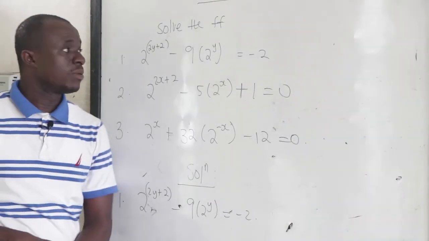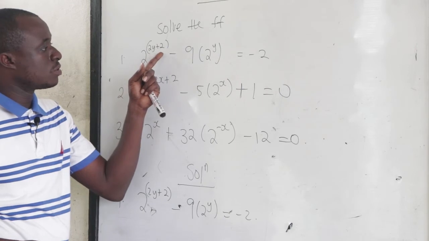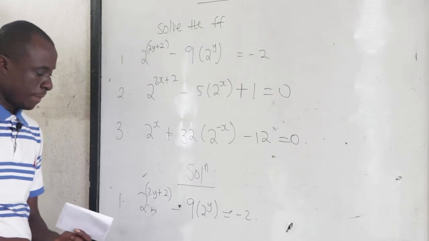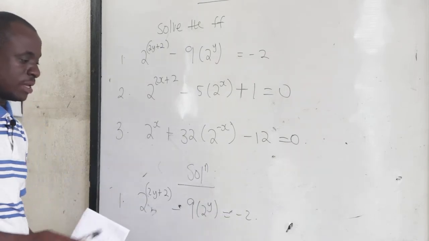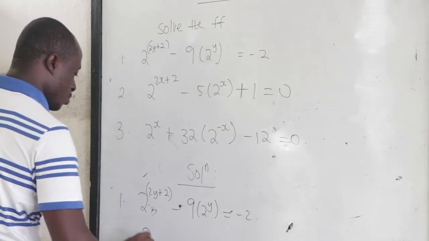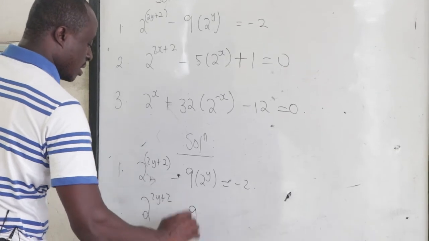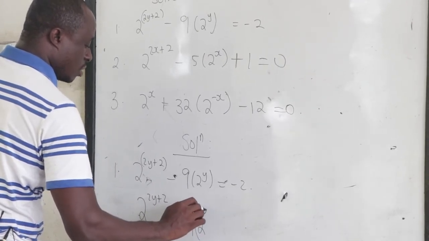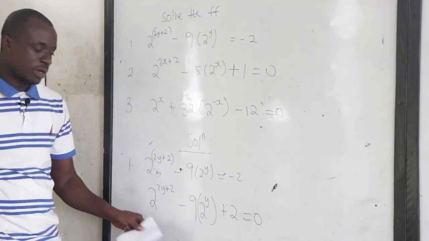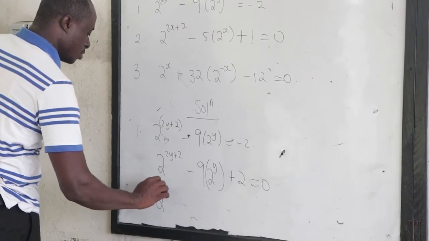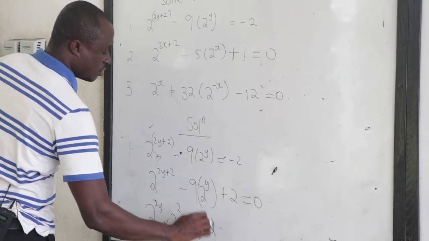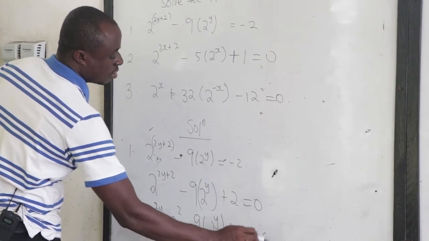Now let's see this example as well. Solve the following: 2 to the power 2y plus 2 minus 9 into 2 to the power y equal to negative 2. So that is what we have here. And clearly, let's bring this to here and equal to 0. We can see this can be transformed into a quadratic equation. So you have 2 to the power 2y plus 2 minus 9 into bracket 2 to the power y plus 2 equals 0. Using the first rule, we can break this one down. We have 2 to the power 2y times 2 to the power 2 minus 9 into bracket 2 to the power y plus 2 equals 0.